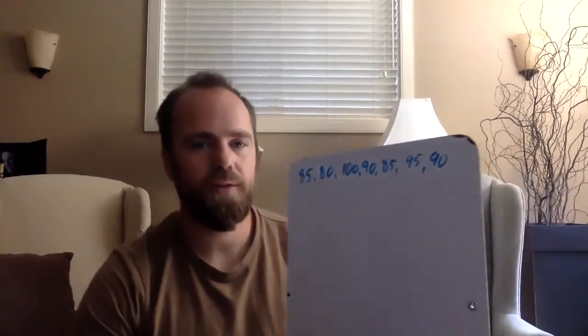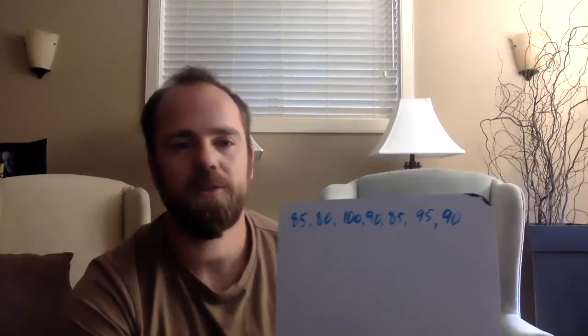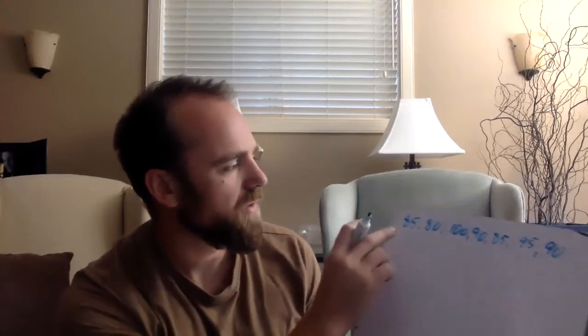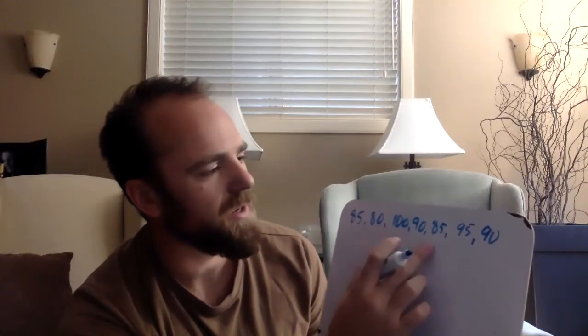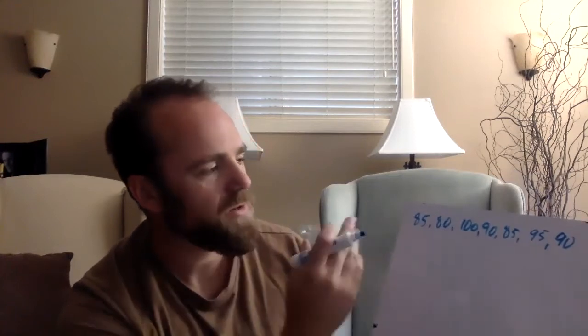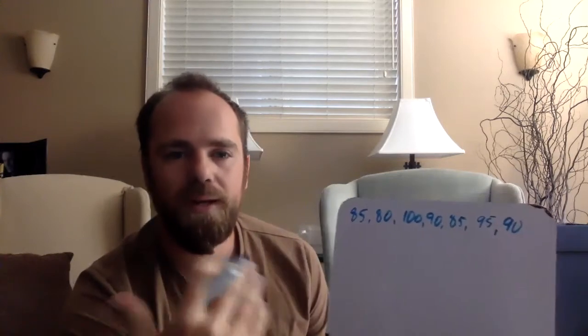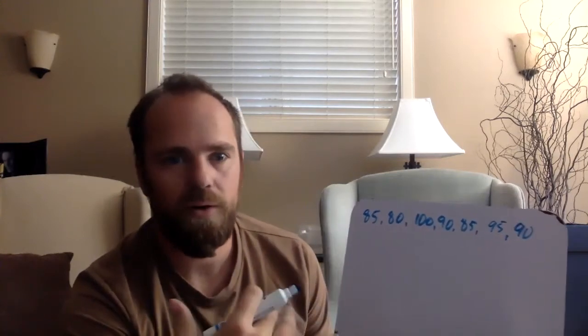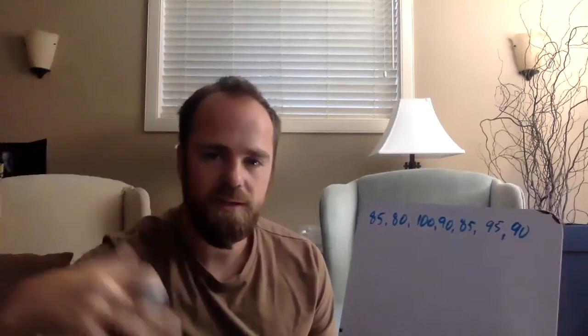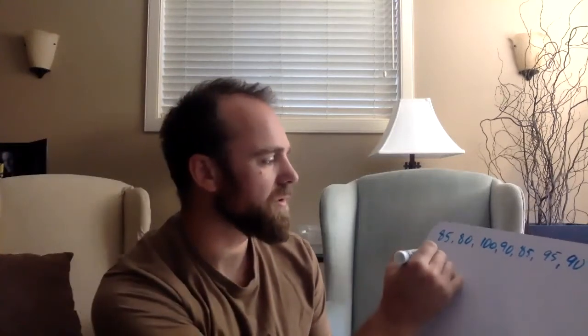Now, I've got one more example that we're going to go through. We've got this data. I asked a bunch of people that I randomly approached, how much do you weigh in kilos? So we have 85, 80, 100, 90, 85, 95, and 90. We can't really use it this way if we want to find the median. We need to put it in ascending or descending order, from greatest to least or from least to greatest. I'm going to go from least to greatest, so I'm going to reorganize them.